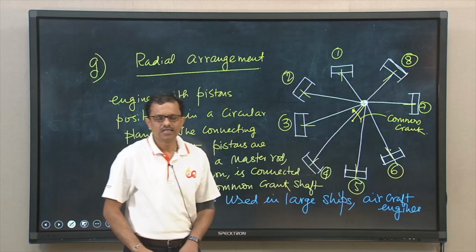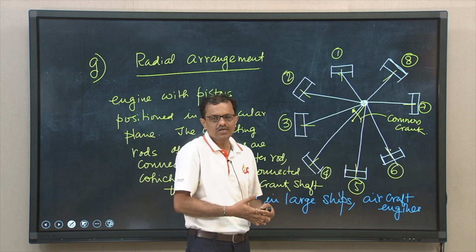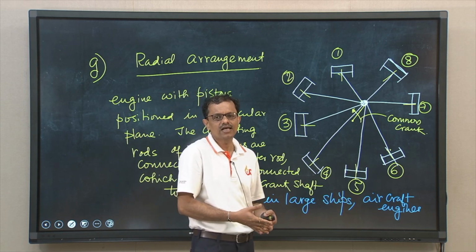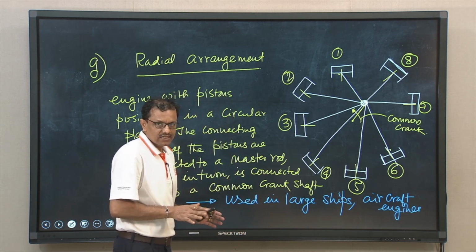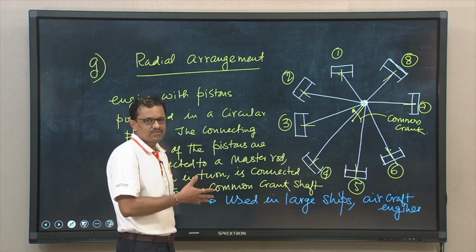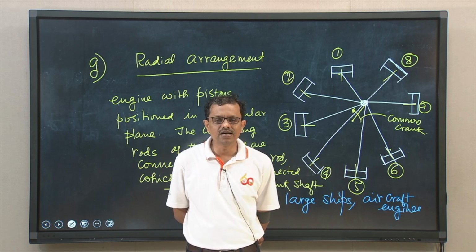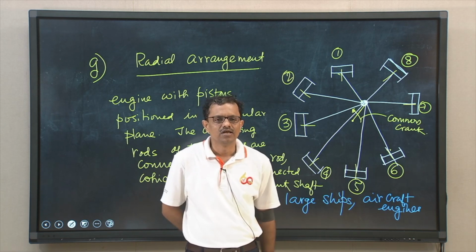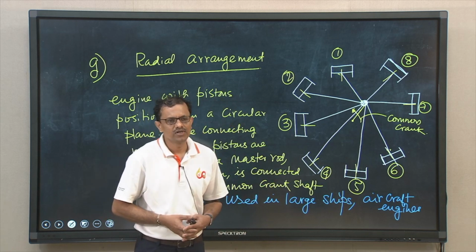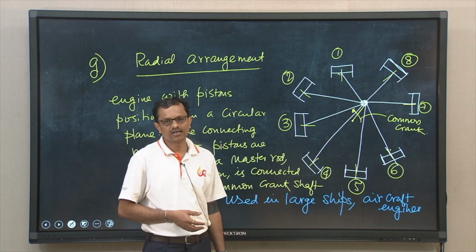What is the reason behind this? We can see that in this particular arrangement there are 8 cylinders. It is not always the case that there will be only 8 cylinders, it can have even 16 cylinders, 20 cylinders, even 30 cylinders. But as I said, typically for this type of arrangement the bank of cylinders has an odd number of cylinders. Since there are many cylinders, the power output will be more. Since the power output will be more, we can use this arrangement in places where we really need high power or high work output, that is large ships and aircraft engines.